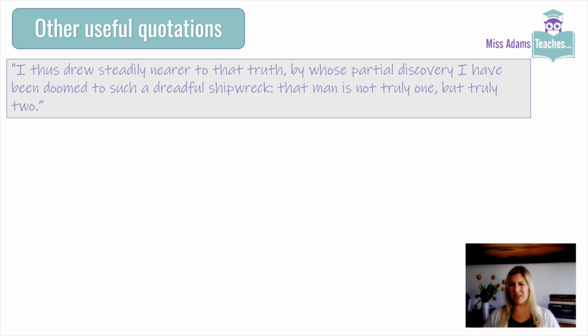So this is such a powerful one. He says, I've been doomed to such a dreadful shipwreck that man is not truly one, but truly two. So that in itself is just summing up duality in a nutshell, isn't it? That the essence of man is not one, it's two. And then that understanding has doomed him to a dreadful shipwreck. So it's a great metaphor that basically says pushing too far and considering duality too far has been the end of his life.